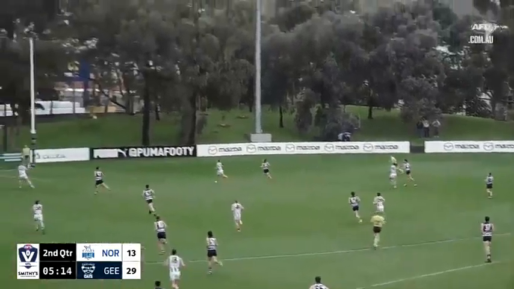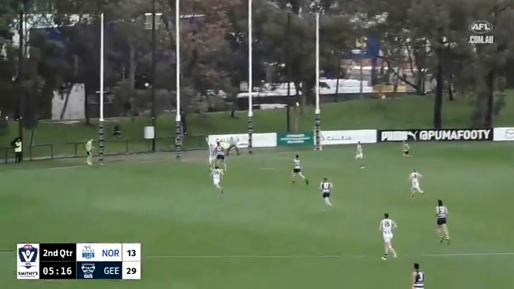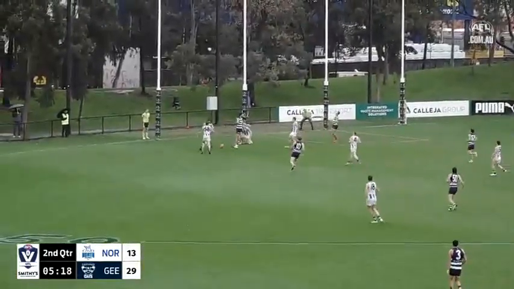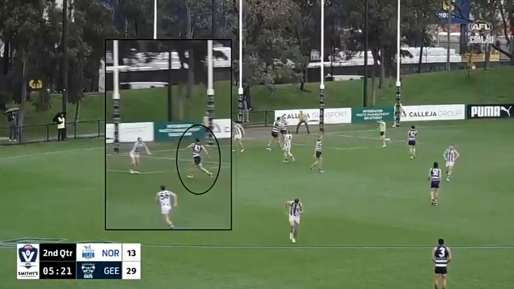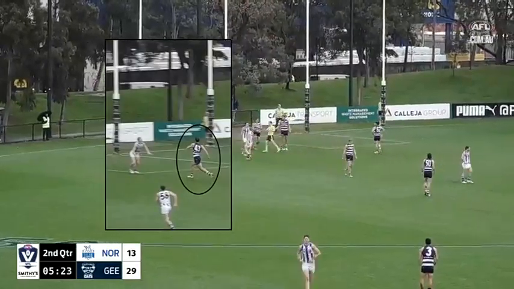Don't argue. Here's Davis, launches it towards goal. He's got a one-on-one in the goal square. And a free kick is going to go the way of Drury. Oh, no, Toby Pink, sorry.